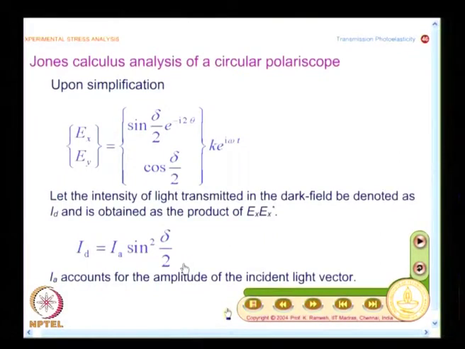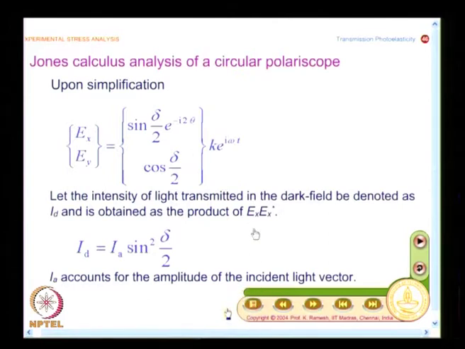When I keep the analyzer vertical, it will allow the y component, then this expression will change to I a cos square delta by 2, and we label fringes as dark contours. In dark field, it behaves like a full wave plate. You have delta taking 0, 2 pi, 4 pi, 6 pi, you have fringes, you call them as 0, 1, 2, 3. In the case of bright field, you will have 0.5, 1.5, 2.5 as the fringe orders.